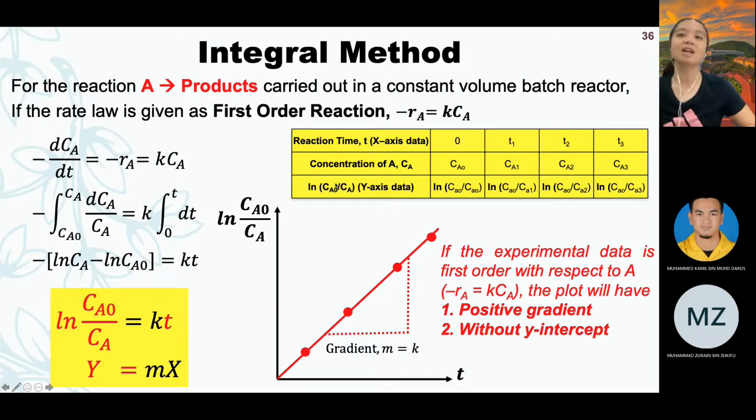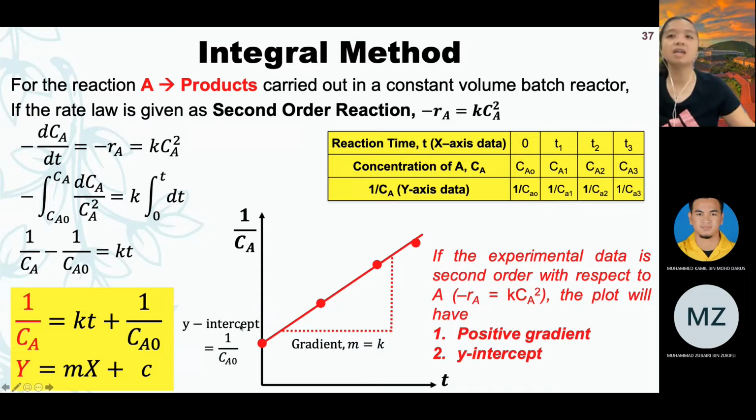Sebab equation tu kata kalau kamu plot graf ni, data kamu memang data first order, plot kamu tu takkan ada pintasan Y. So next one, second order. Hence, kamu tengok equation, kamu dah boleh agak apa dia punya requirement. Your plot will definitely have a straight line of positive gradient. Sebab K sama dengan M. So, positive gradient, straight line.